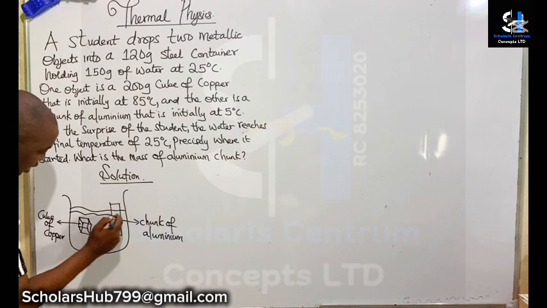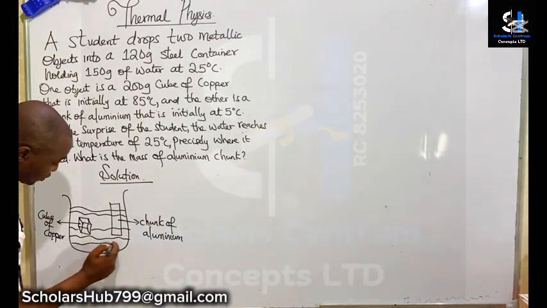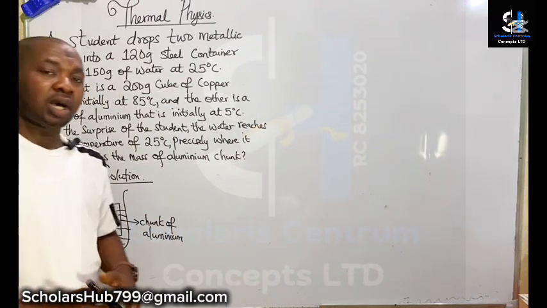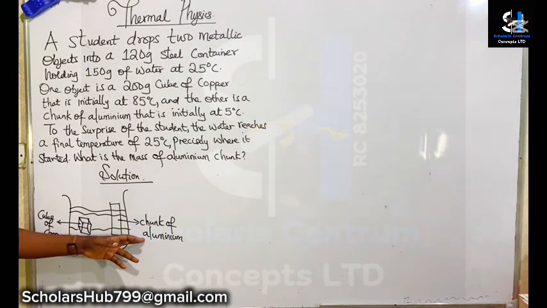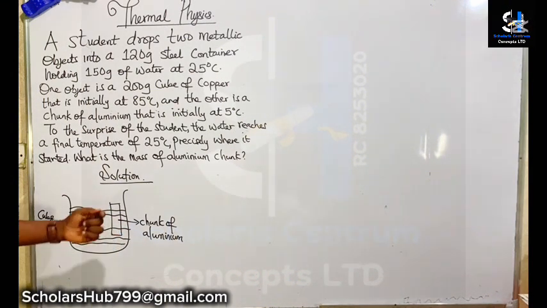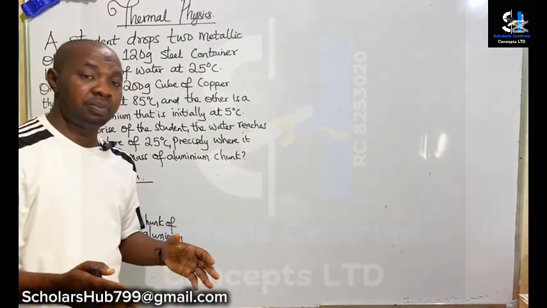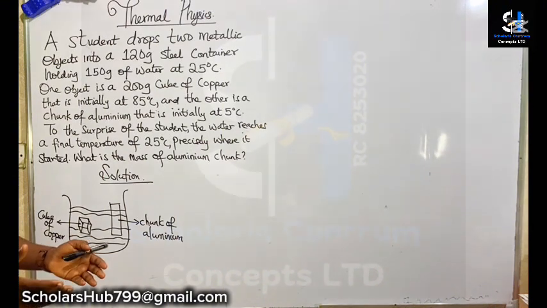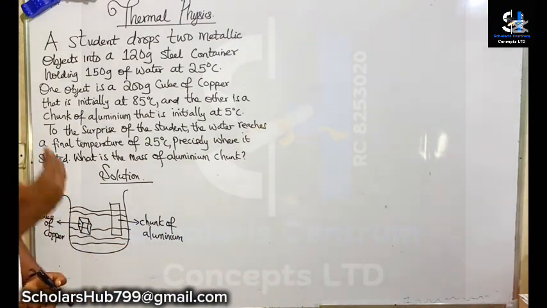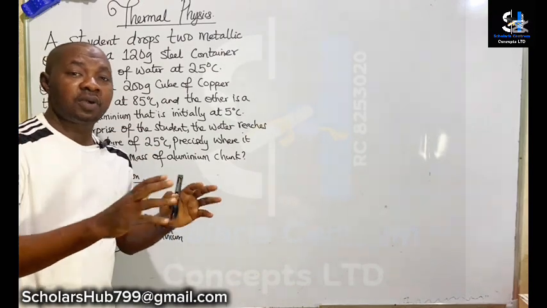So we have water. The temperature of the copper is 85 degrees Celsius, and the temperature of the aluminum, which is the initial temperature, is 5 degrees Celsius. Now, when the mixture is stirred thoroughly to an even temperature, the final temperature will be measured using a thermometer. That's why I said this is an aspect of calorimetry.